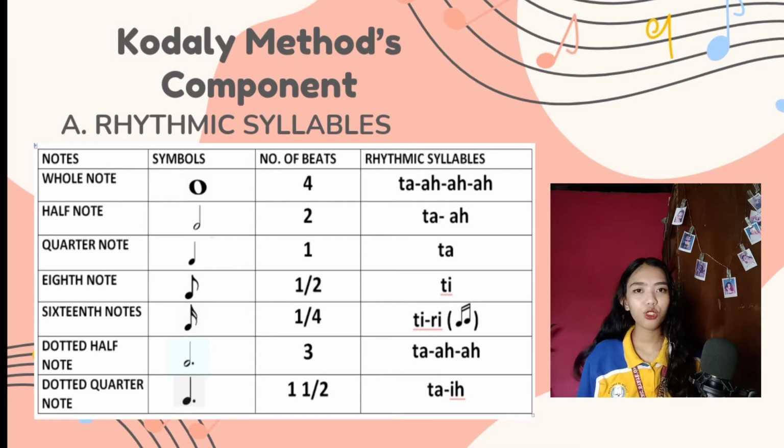Now, let's continue to dotted half note. It has 3 beats, and its rhythmic syllable is ta, 3 beats. And its clap is ta, ta.